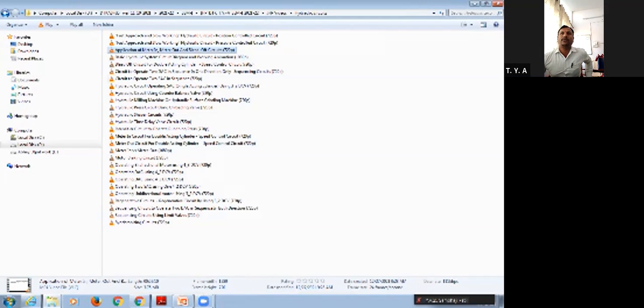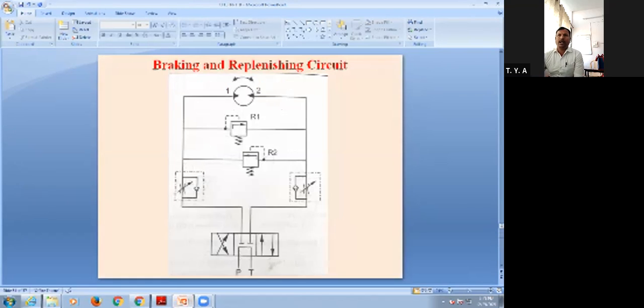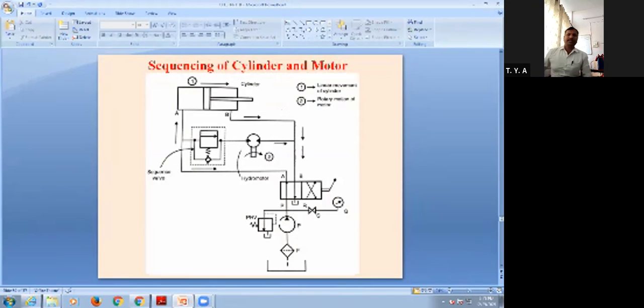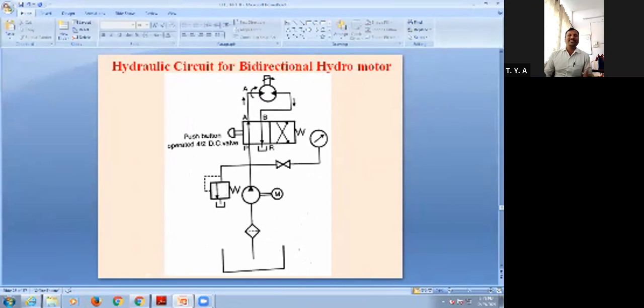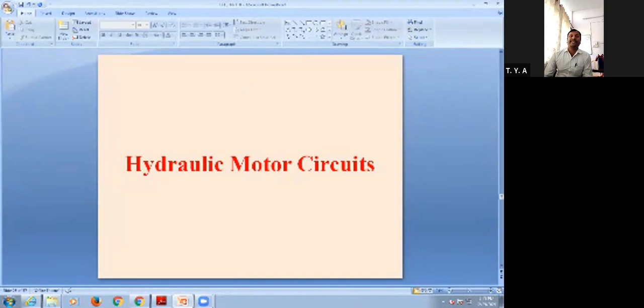Now one thing I need to tell you: what are the circuits we have seen? In those circuits, everywhere we have considered a hydraulic cylinder. That means the hydraulic cylinder is a linear actuator in hydraulics. But about the rotary actuator, that means the hydraulic motor, we have not seen an application. So regarding that, I will show the hydraulic motor circuit, where for getting rotary motion, you can use that also.